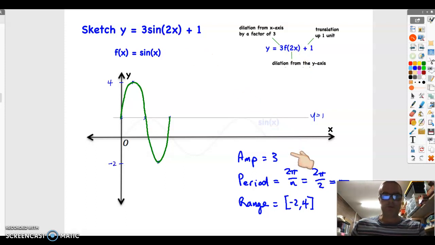Our period, which is 2 pi over n, is 2 pi over 2, which is equal to pi. And the range of the graph, let's refer to the range. Our minimum value is y equals -2. The maximum value of y is 4. So our range is from -2 to 4 inclusive.